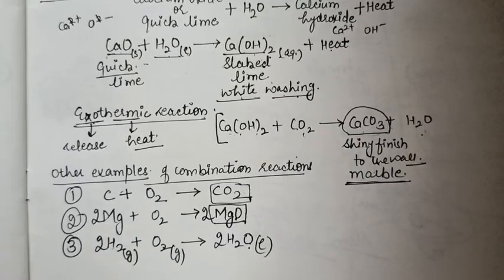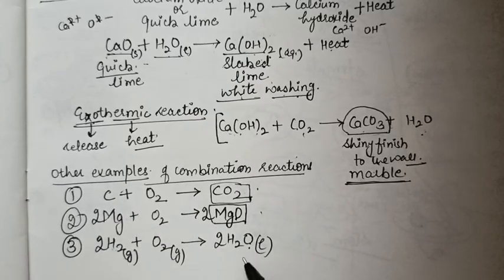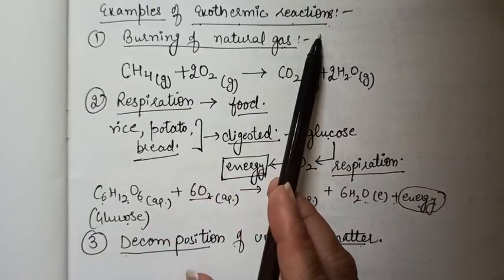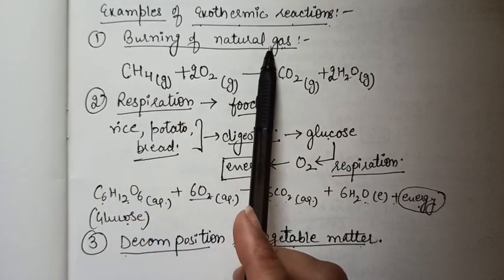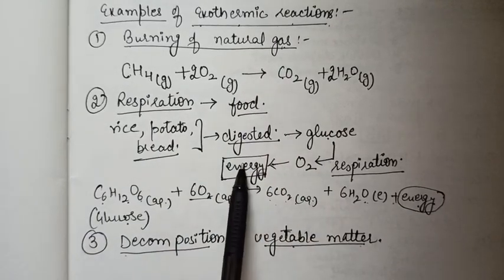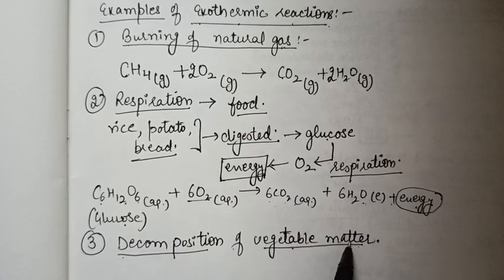Some other examples of combination reactions are the burning of coke, burning of magnesium ribbon, and formation of water. And some other examples of exothermic reactions are the burning of natural gas, respiration, that is the oxidation of glucose to produce energy, and the last one is decomposition of vegetable matter. So this is all about the combination reaction.